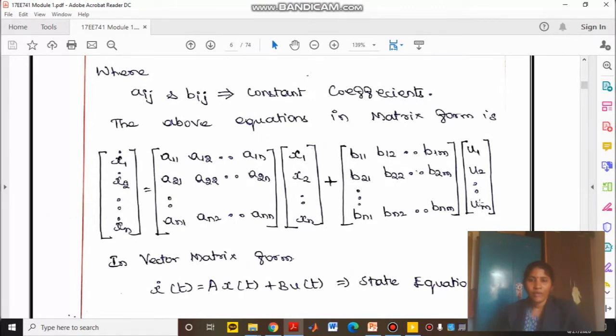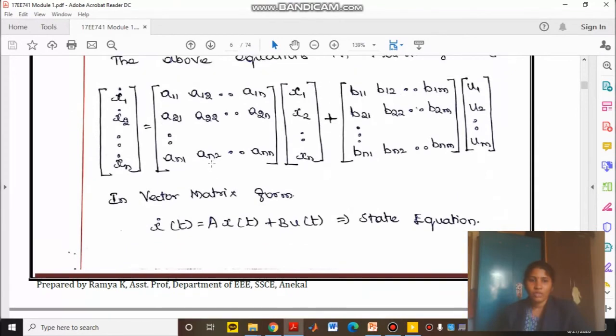And if you have m number of inputs, you can write them as u1, u2, u3 till um. It is the constants that are associated with your input parameter, and it is represented with the matrix B. The constant associated with your state variable is A, and it is represented in the matrix A. So this complete matrix can be written in the vector form as x dot of t is equal to A x of t plus B u of t. This equation is known as your state equation.